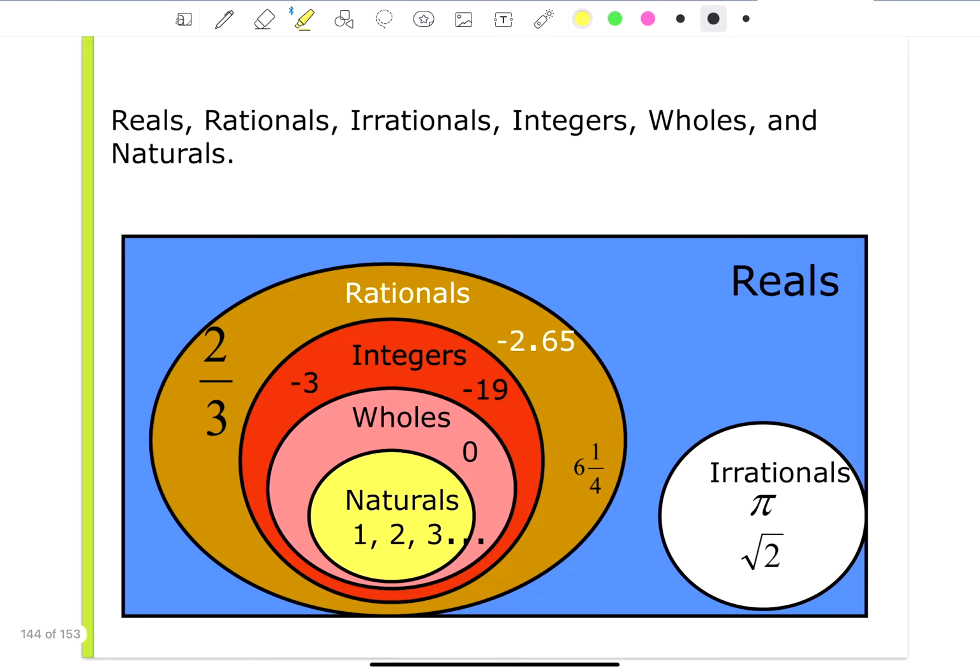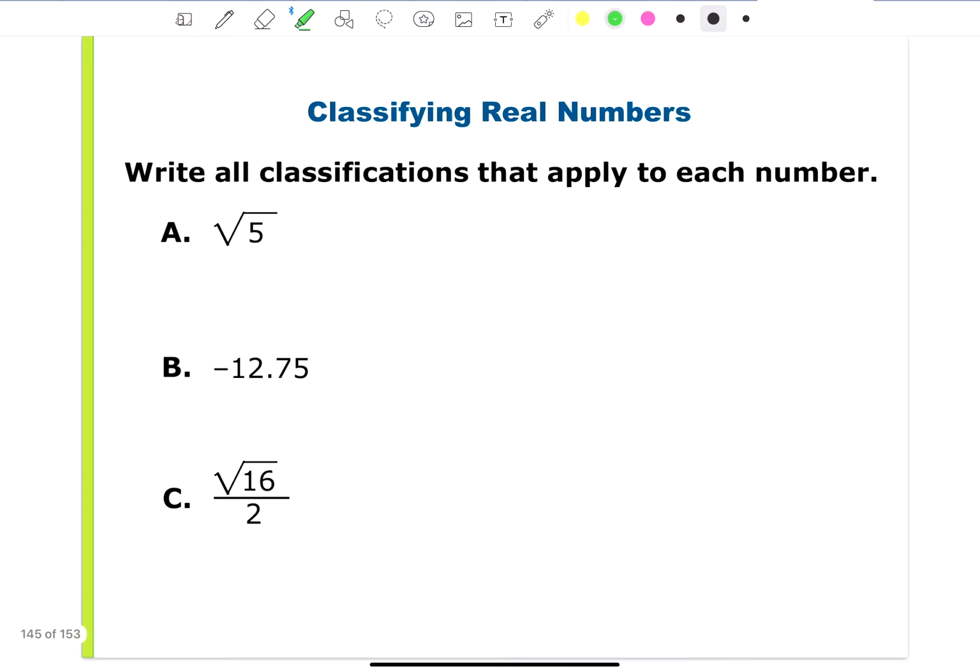Next, here's a Venn diagram showing all the real numbers. The real numbers consist of rational and irrational numbers. Irrational numbers are non-terminating, non-repeating decimals. Rational numbers include natural numbers, whole numbers, and integers, because all those can be expressed as a ratio of two integers.